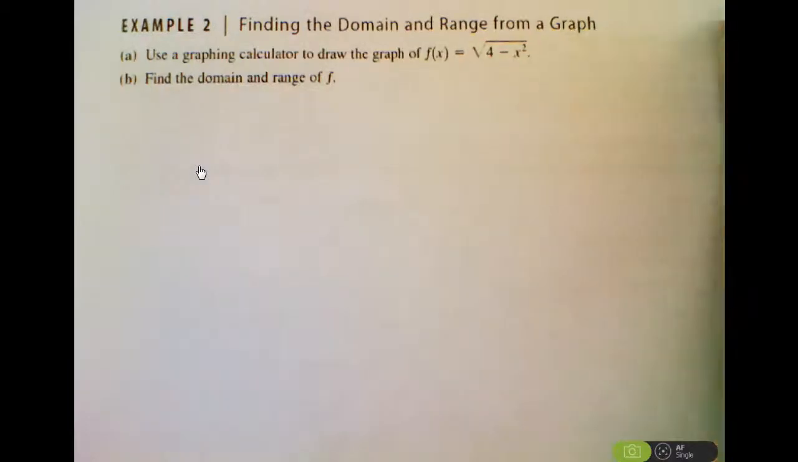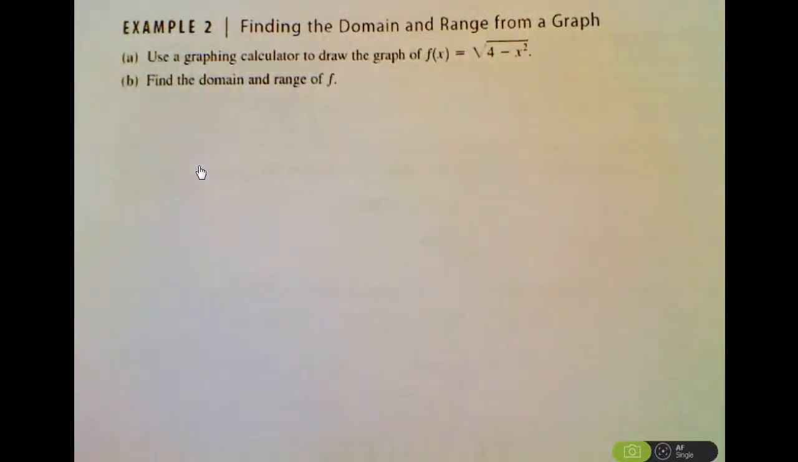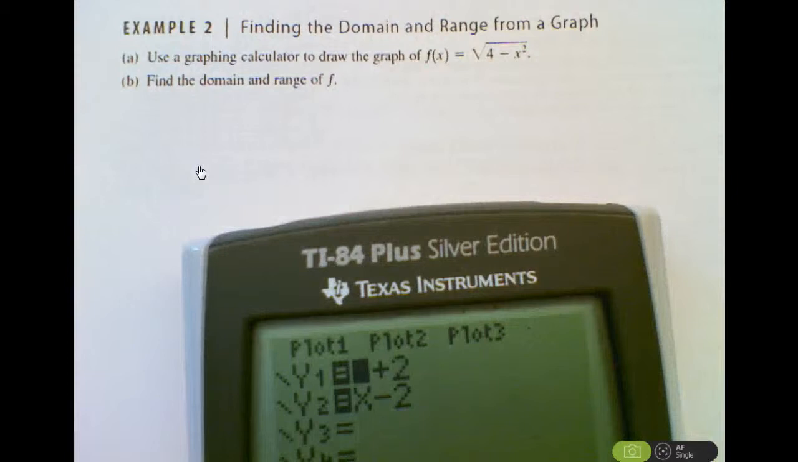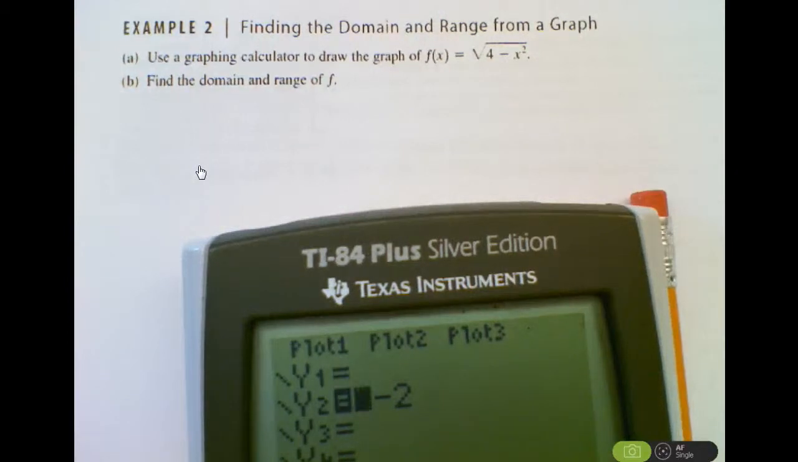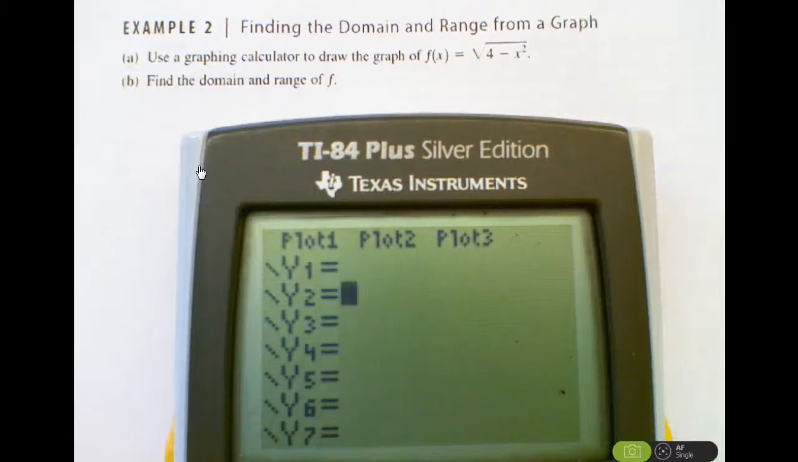In example 2, it says find the domain and range from a graph. Part A says using a graphing calculator to draw the graph of square root of 4 minus x squared. Now, you turn on your calculator. If you have a graphing calculator with you, that will be good. I recommend that you purchase it. But if you don't, that's fine. You can wait until you come to class to do this part. It would be nice if you listen and write down notes so that you can go back to it. You don't have to watch it again.